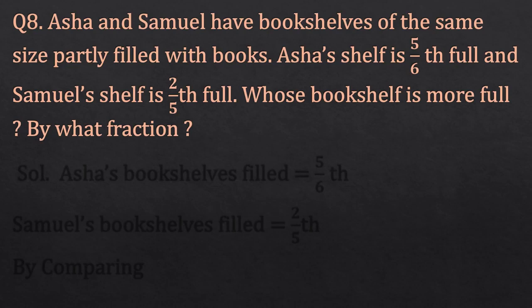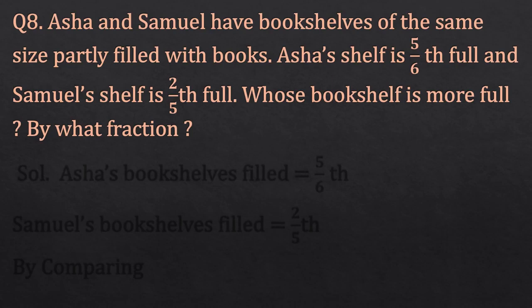Asha's shelf is 5 by 6 full. Of the complete bookshelf, Asha's shelf is 5 by 6 full and Samuel's shelf is 2 by 5 full. Whose bookshelf is more full and by what fraction? This is the same as question number 9. That's why I have done one for you.